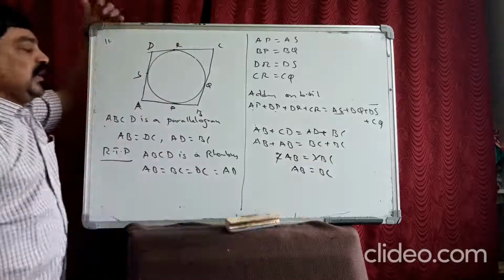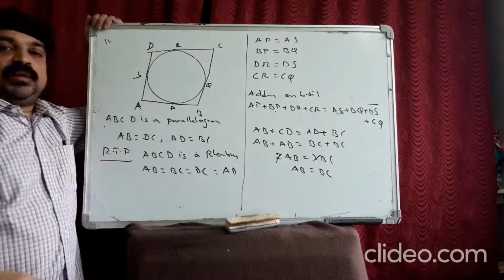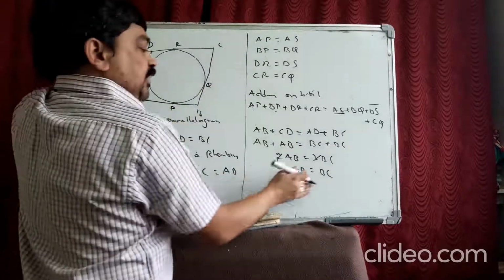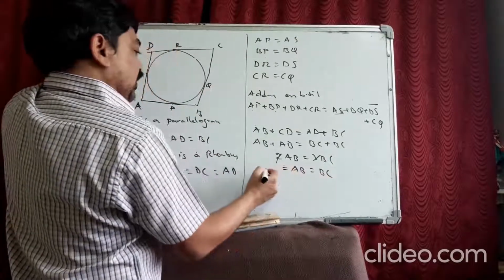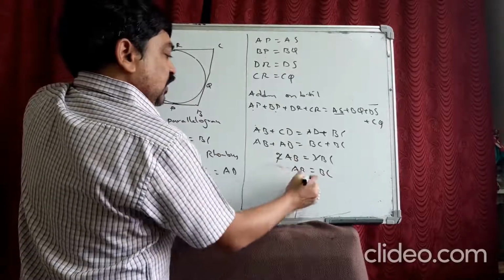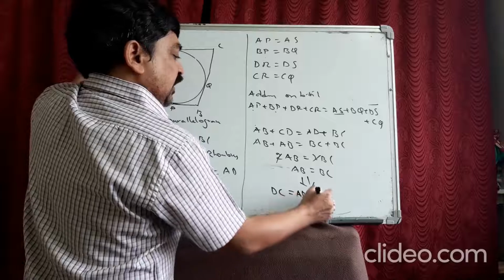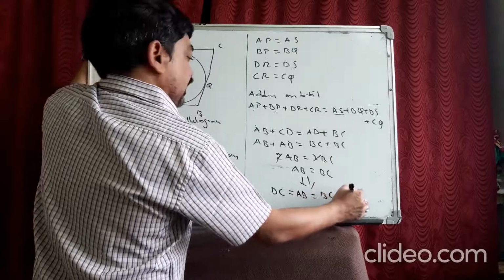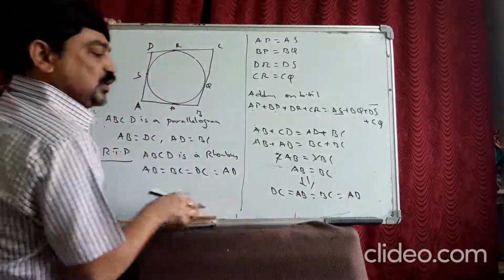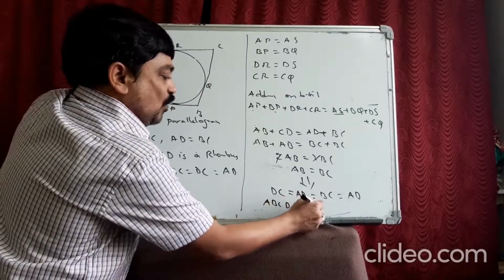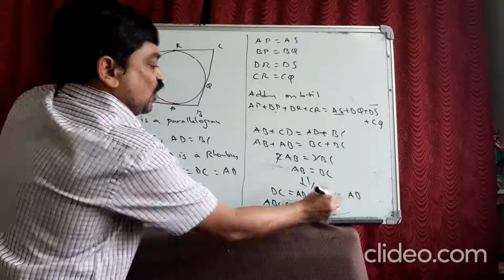See what happened: in a parallelogram, opposite sides are equal, and we proved that one side is equal to the other side also. AB is equal to BC, but AB is equal to DC from the given, this implies AB is equal to DC, but BC is equal to AD. So all the sides are equal. So what you can say is that ABCD is a rhombus. Okay.